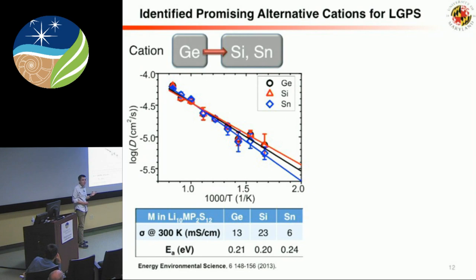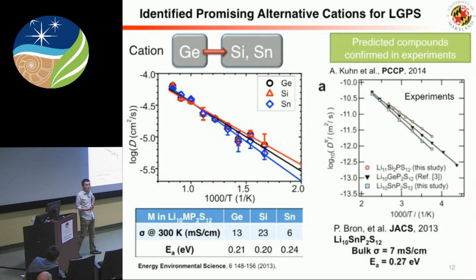And as you can see, here is actually good news: you not only can make the silicon and tin versions, but they probably will also still have the fast lithium conductivity you wanted. So this is the original LGPS, and you can see that for both the silicon and tin substituted versions, they are almost as fast as the original LGPS. So this is our computation prediction.